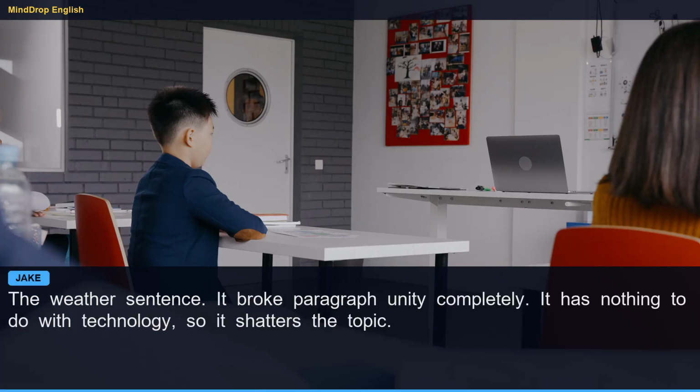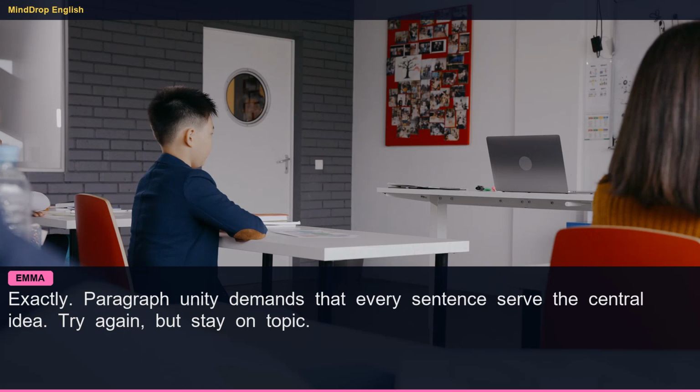The weather sentence. It broke paragraph unity completely. It has nothing to do with technology, so it shatters the topic. Exactly. Paragraph unity demands that every sentence serve the central idea. Try again, but stay on topic.